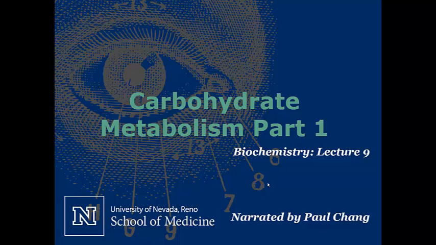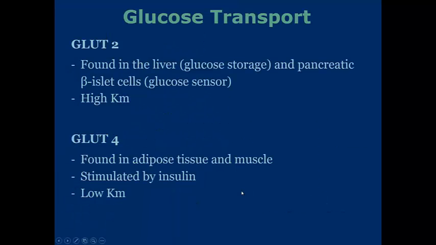In the first lecture of our exploration into metabolism, we're going to start off with the first portion of carbohydrate metabolism. We'll start off by talking about how glucose is transported through the cell. There's GLUT2 and GLUT4. GLUT2 is found in the liver and pancreatic beta islets, and it has a high Km.